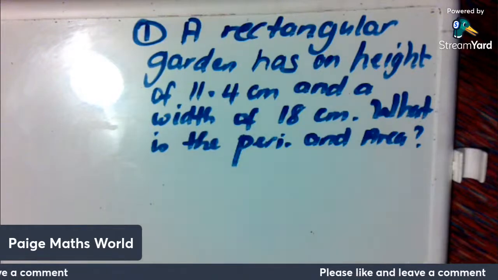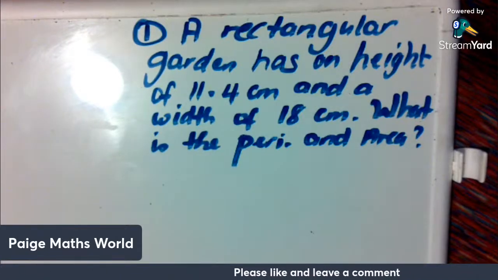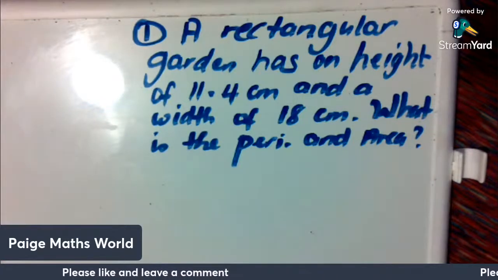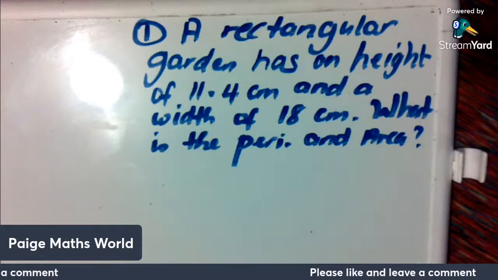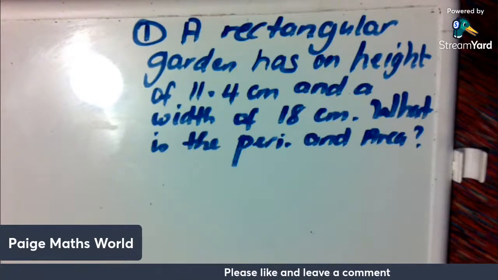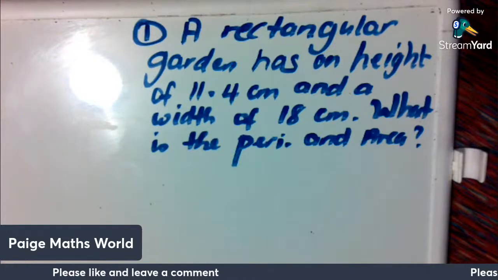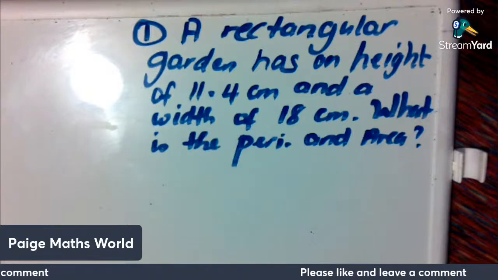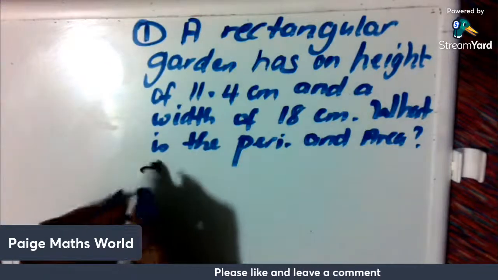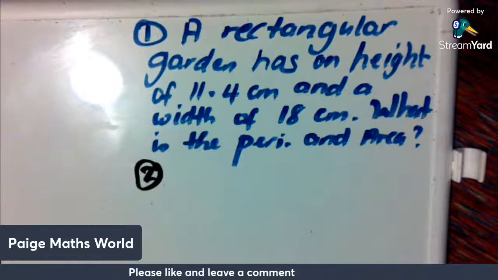So a rectangular garden has a height of 11.4 centimeters and a width of 18 centimeters. What is the perimeter and the area of this particular rectangle? And please don't post your answers in the chat yet. It is for homework. So tomorrow, hopefully I'm in a better mood. I mean, you guys have changed the mood anyway. So I guess we're going to have a little bit of fun tomorrow. All right, so number 2.